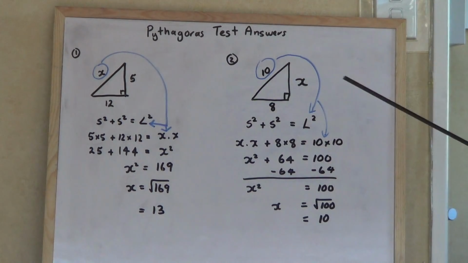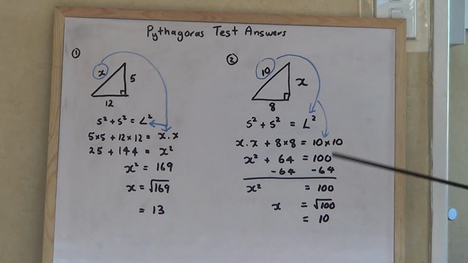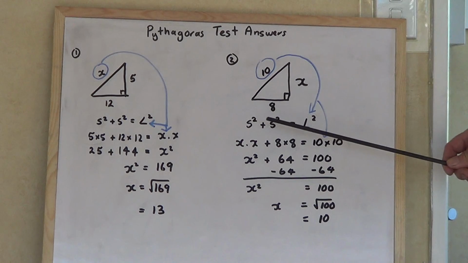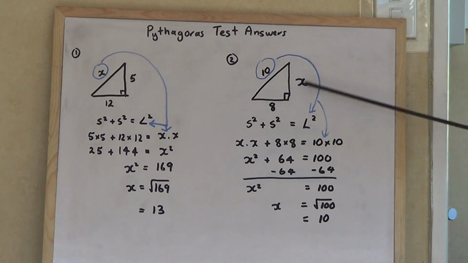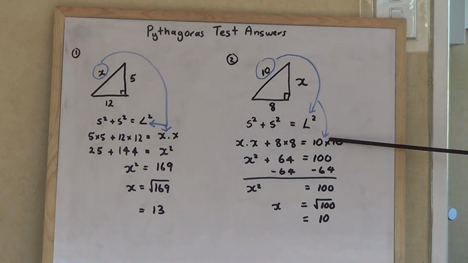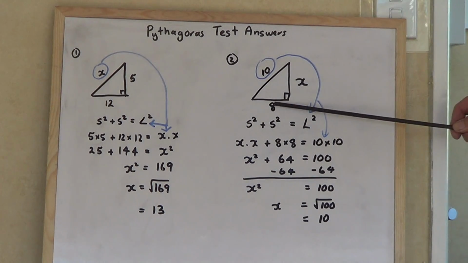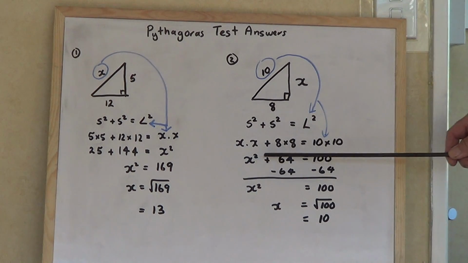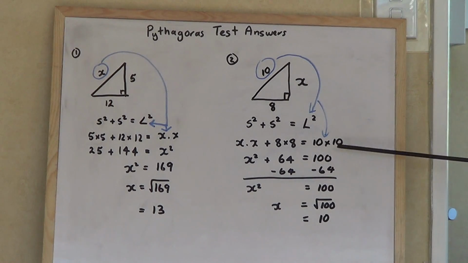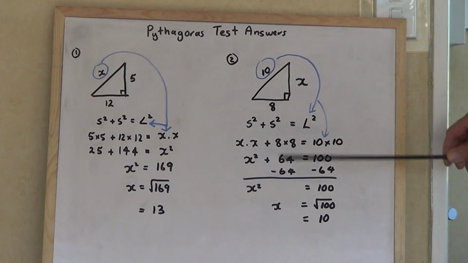Next one, there's a diagram. We write down short squared plus short squared equals long squared. We circle the long side, we put it here. That comes into here, so it's 10 times 10. There's 8 times 8 there, and there's x times x there. That's x squared. It's 64. It's 100. That's an equation.